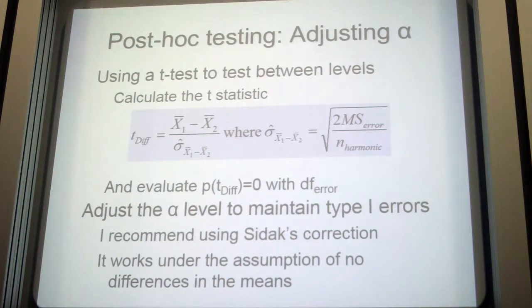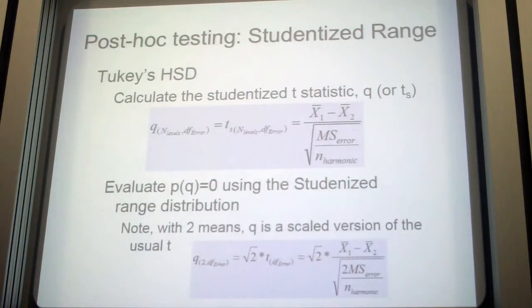Remember, it works under the assumption of there being no difference between the means. So it is slightly conservative, which is always what we want to have. And it makes sense in that we're doing the correct correction for the number of comparisons. If we do just alpha, we use the t-test. If we're using this studentized range, Tukey's HSD, honestly significant difference, is the preferred option.